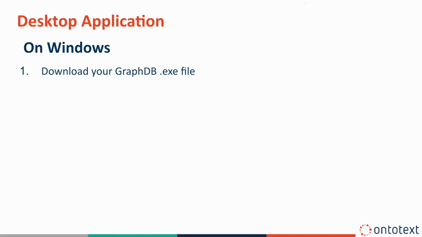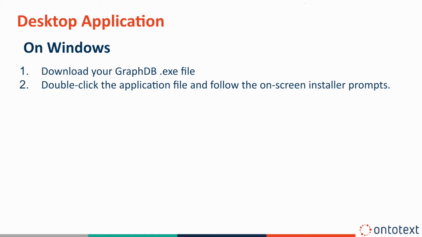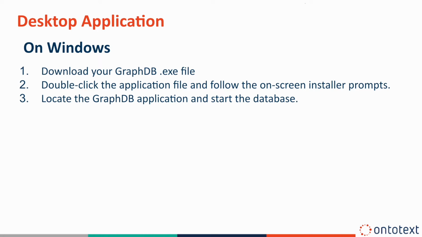On Windows, download the GraphDB exe file. Start the application file and follow the installer prompts. Start the application using the desktop icon.